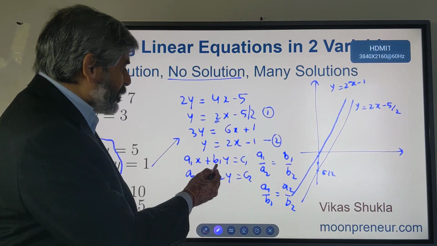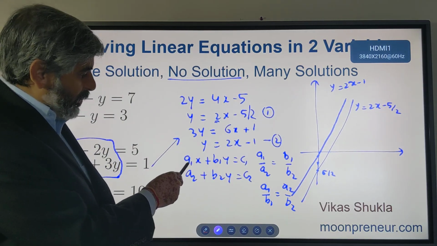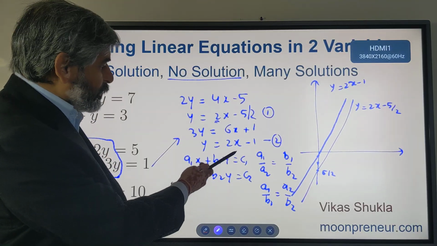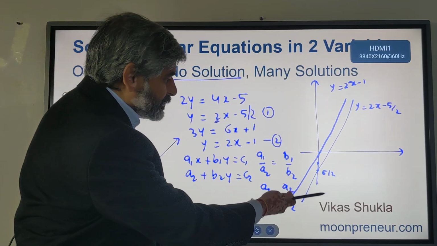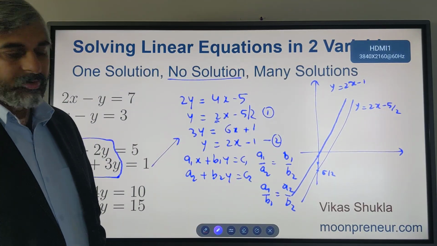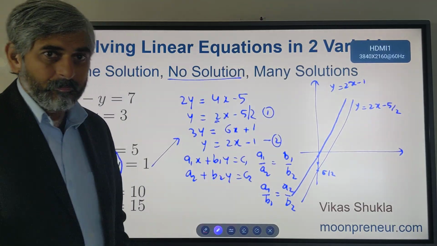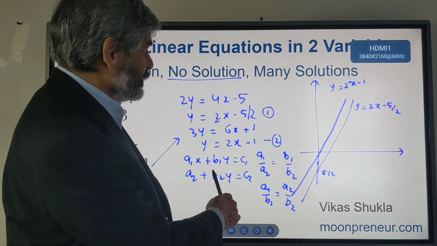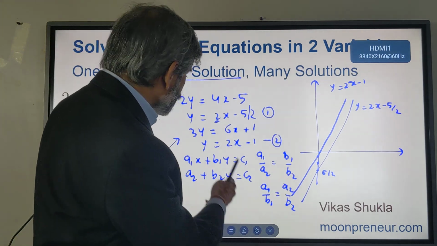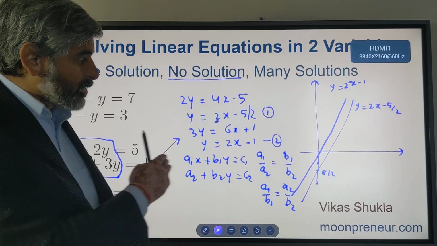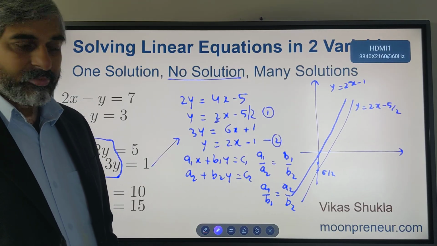Actually, b1 by a1 gives kind of the gradient. Minus a1 by b1 is the gradient of this, and minus a2 by b2 is the gradient of this. So if a1 by b1 is the same as a2 by b2, this is the same. If you rearrange these things, you can also say that if a1 by a2 and b1 by b2 are the same, then also these lines will have no solution.